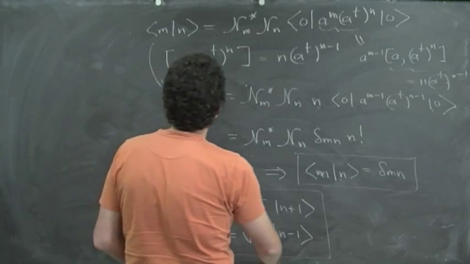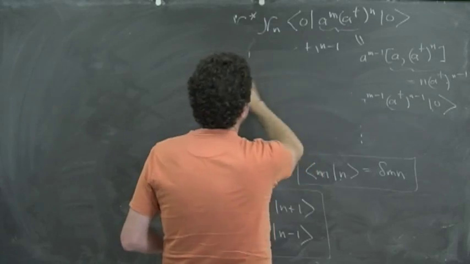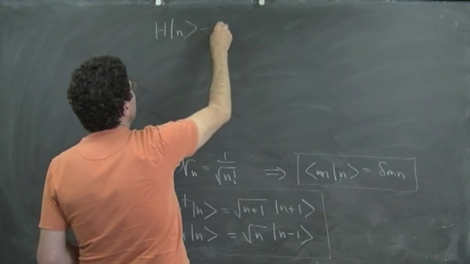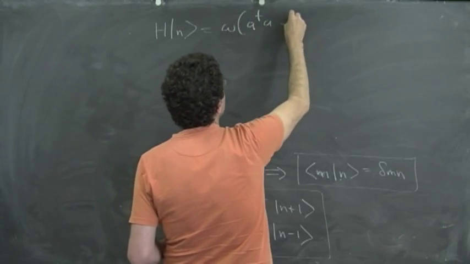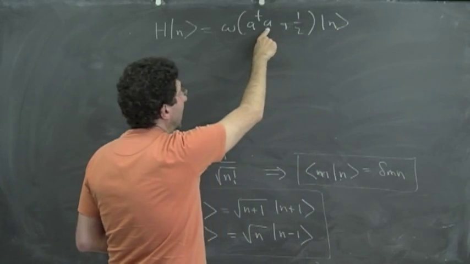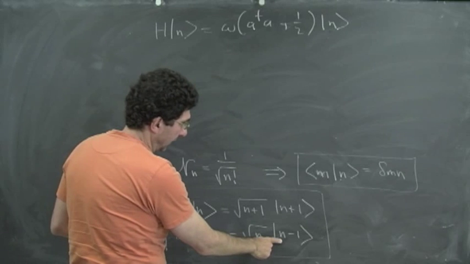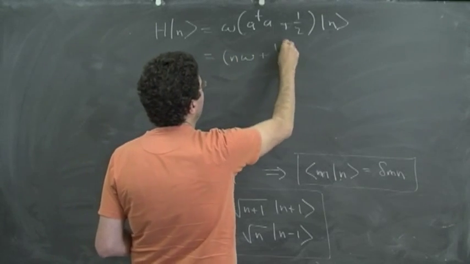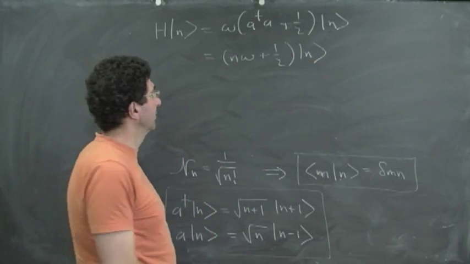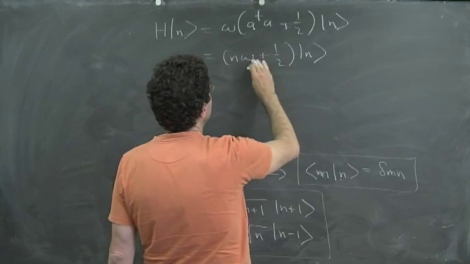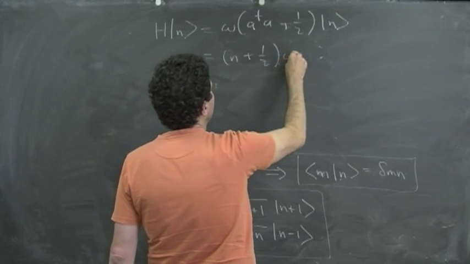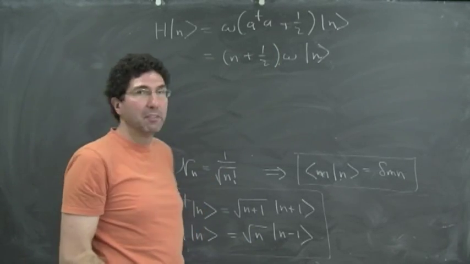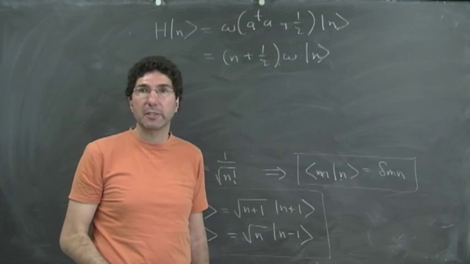Okay? And then finally from this, we can see what the energy eigenstates are. So H acting on one of these n's, well remember this is omega A dagger A plus 1/2 acting on n. So A acting on n gives me a factor of root n, then A dagger pulls it back up to n, but gives me this factor. And so at the end of the day, I get (n plus 1/2) omega times n. So this is the famous formula. It's more famous if I put an h bar in front, but h bar is 1. So this is the famous formula for the energy levels of the harmonic oscillator. Okay? Good.